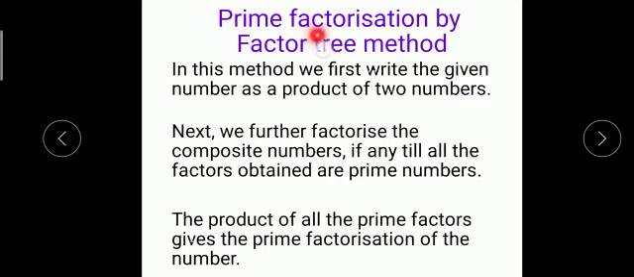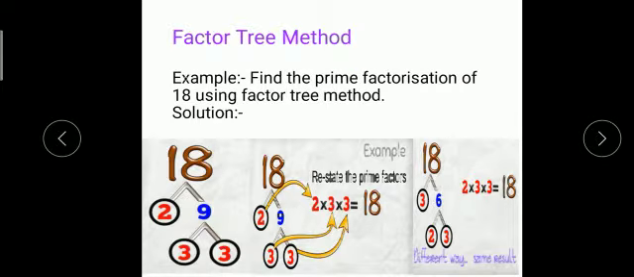The next method is prime factorization by factor tree method. In this method, we first write the given number as a product of two numbers. Next, we further factorize the composite numbers, if any, till all the factors obtained are prime numbers. The product of all the prime factors gives the prime factorization of the number. Here is an example of factor tree method. Example: find the prime factorization of 18 using factor tree method.